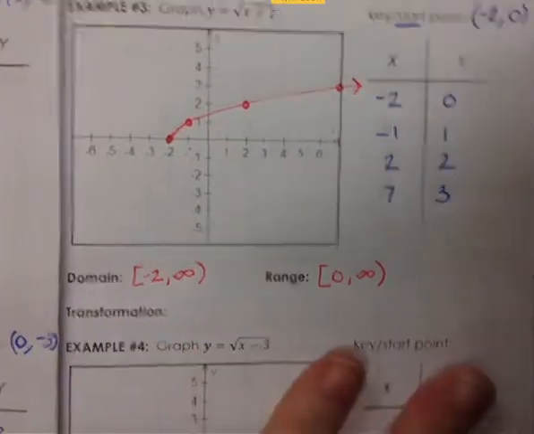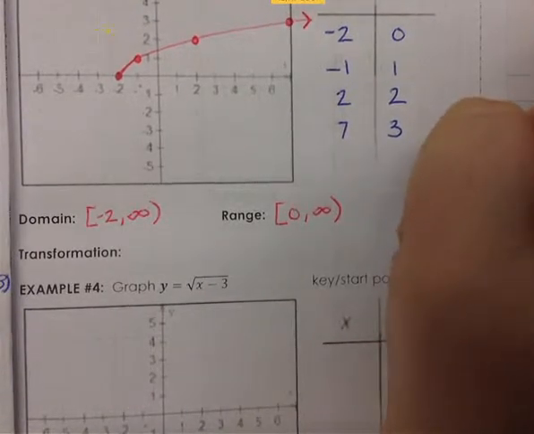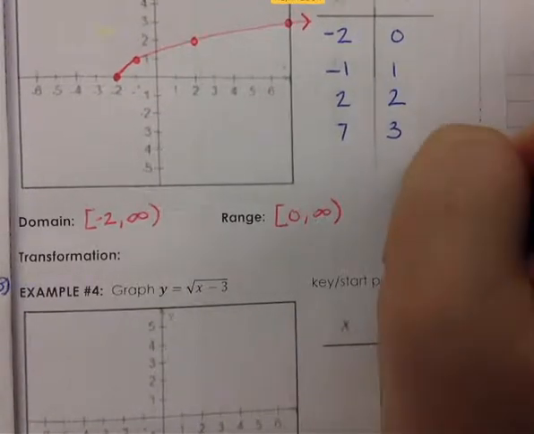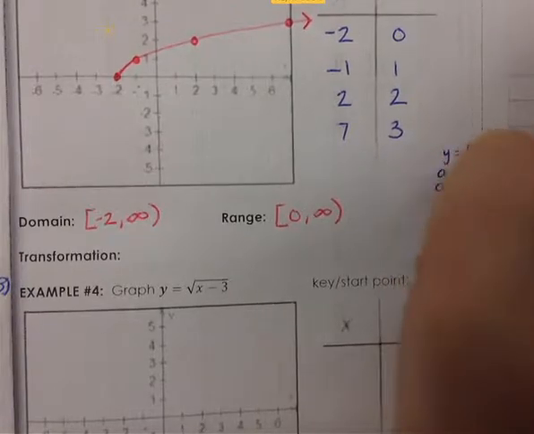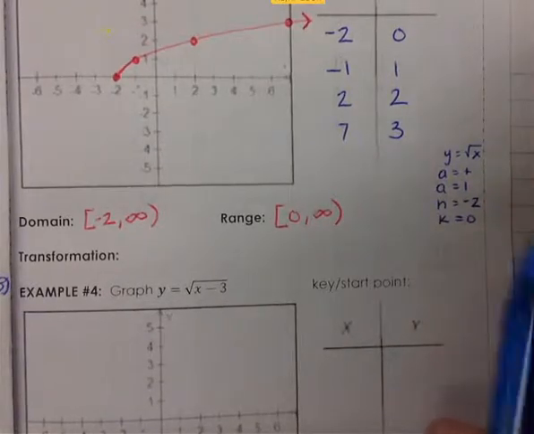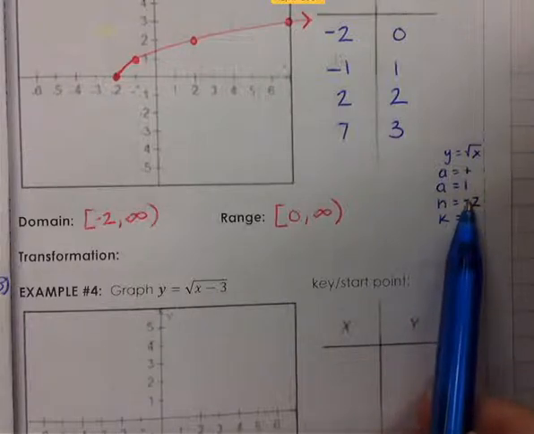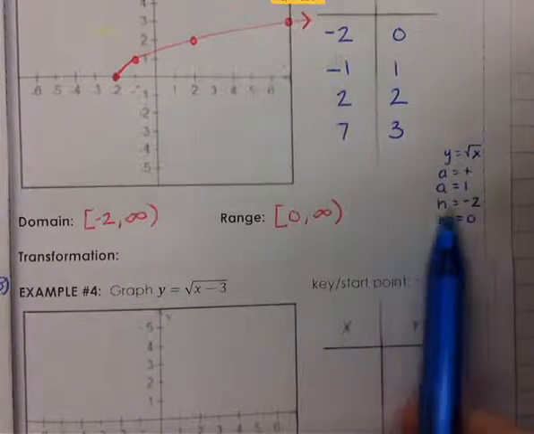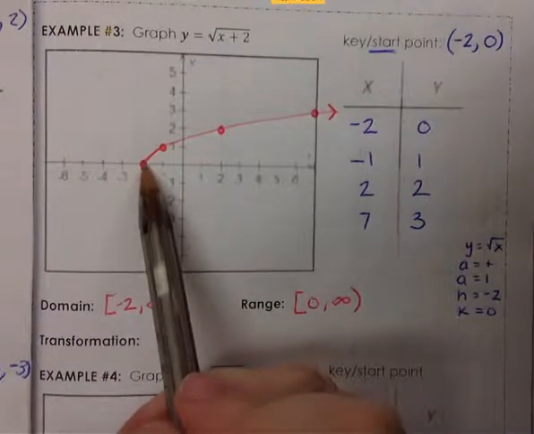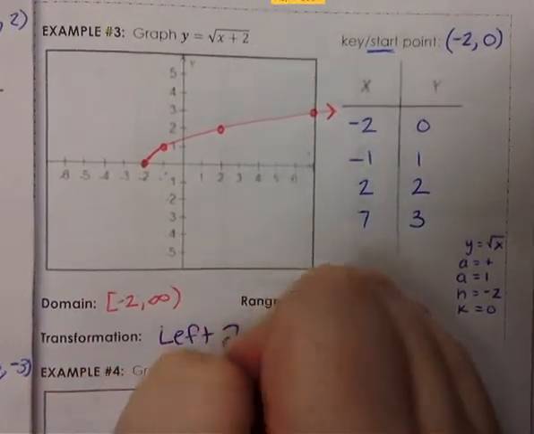Our transformation again comes from our h and k from our original. So if y equals the square root of x is the parent function because it's a square root, our a is a positive 1, our h is a negative 2, and our k is equal to 0. So from the original, a and k did not change. The h did change, the k did not. So the only change that happened was from the h. So to get from 0, 0 to negative 2, 0, we went left 2. That is our transformation.